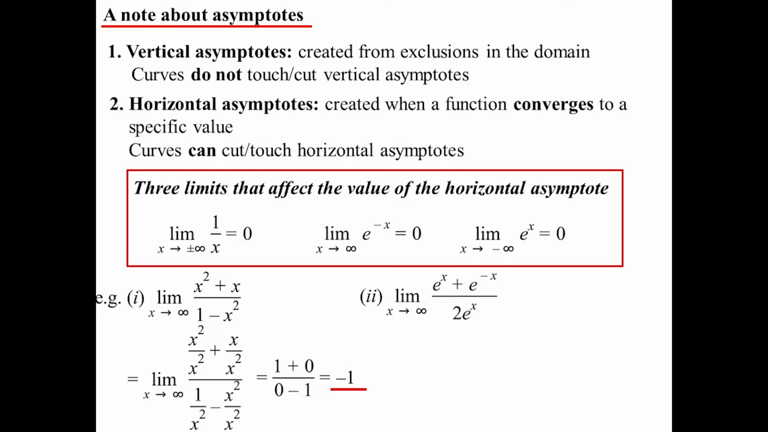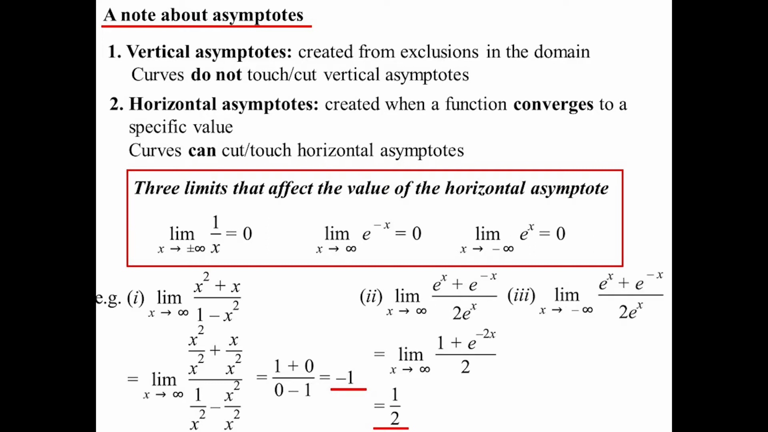Now, because it's going to positive infinity, I want to try to get it as e to the power of minus something. So I divide everything by e to the x to get rid of the positive power, and we end up with e to the minus 2x on 1. We know that e to the minus 2x would approach 0, so therefore that limit approaches a half.